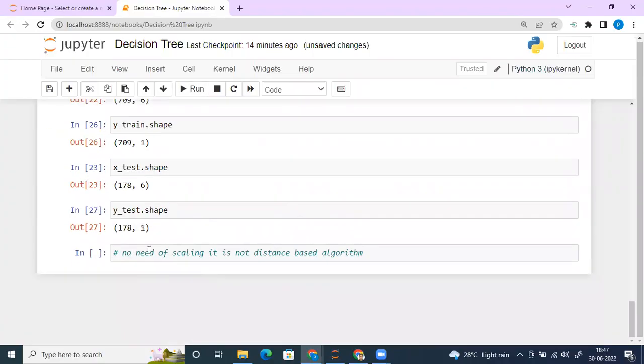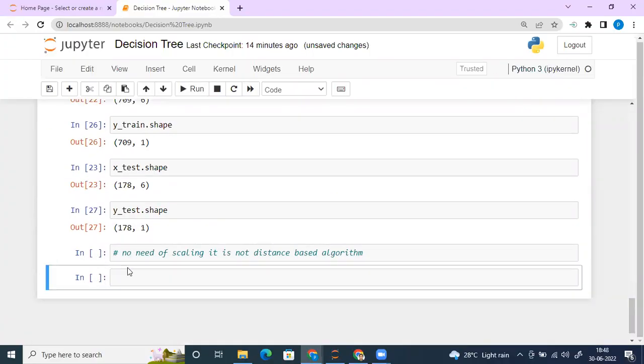Our training and testing is already that way only. Now what we need to do, if we don't need any scaling, we can directly import what? My machine learning algorithm. So I'm going to say from sklearn dot tree import DecisionTreeClassifier, because it's a classification problem.